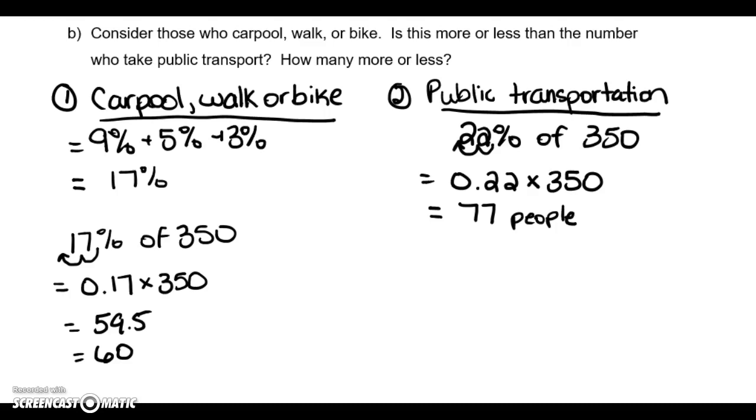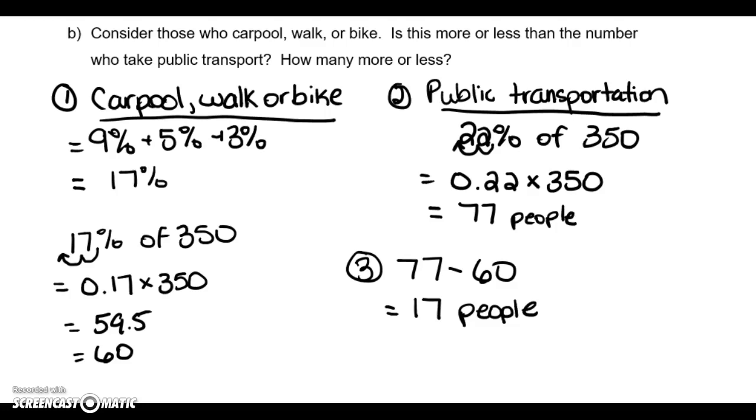Here they want to know how many more people or less take public transportation. So here we have more people taking public transportation. We have 77 people compared to 60 people that carpool, walk, or bike. So now let's figure out how many more people take public transportation. What you're going to do is take the number of people who take public transportation, so take 77 and subtract 60. If you can do that in your head or put it into your calculator, we should find that this is 17 people more take public transportation.